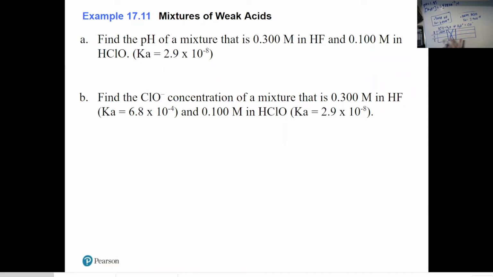But that's not true in this case because we have the 0.1 molar HClO, but we also have this HF that's in our solution. And we already know that the concentration of the hydrogen ions that it produced is this value of 1.428 times 10 to the negative 2. Our ClO minus initial concentration is still 0 because there's no extra source of the ClO minus ion.